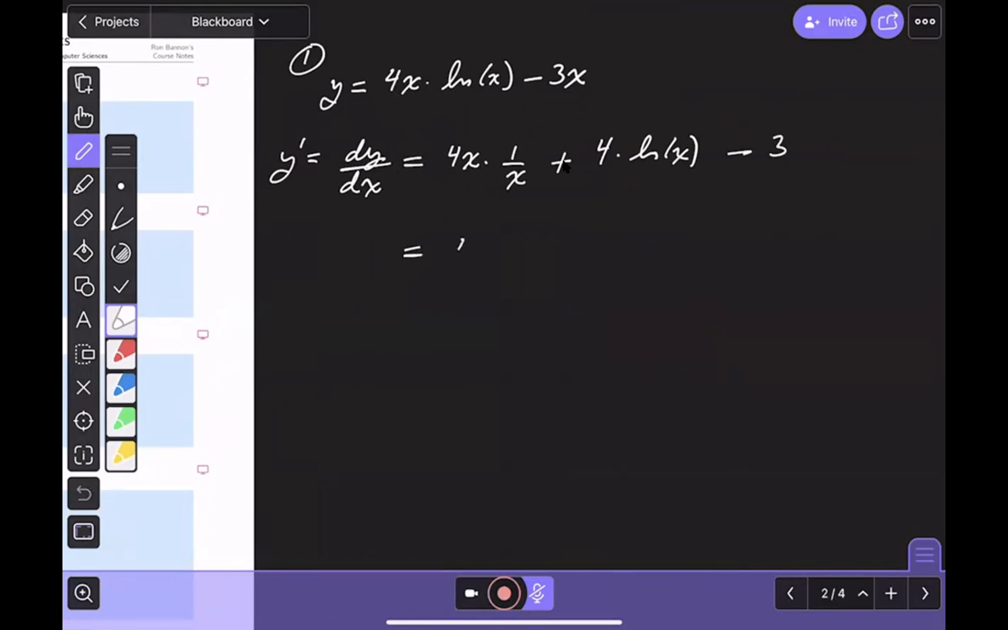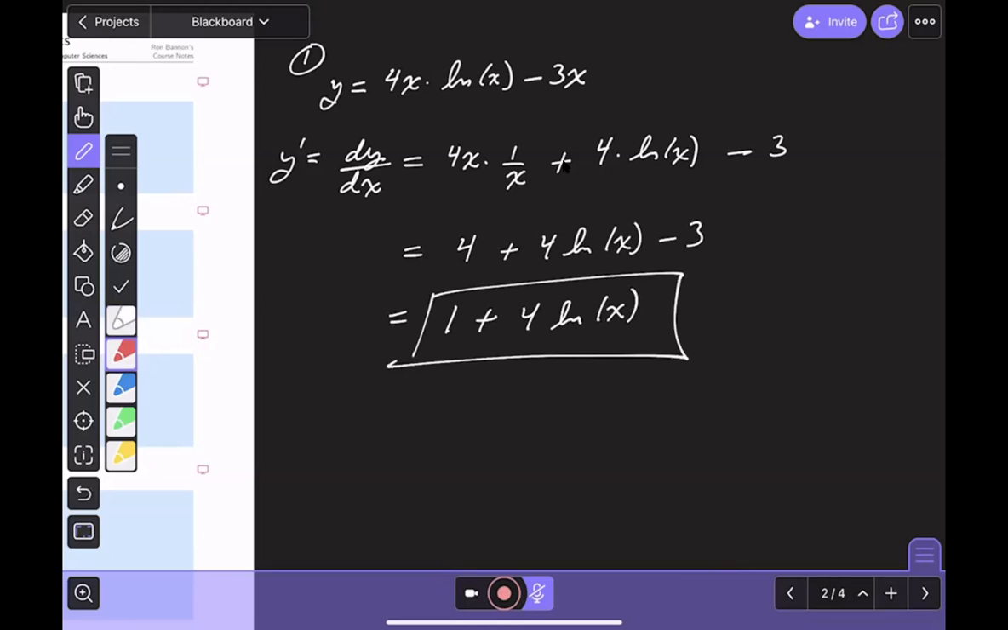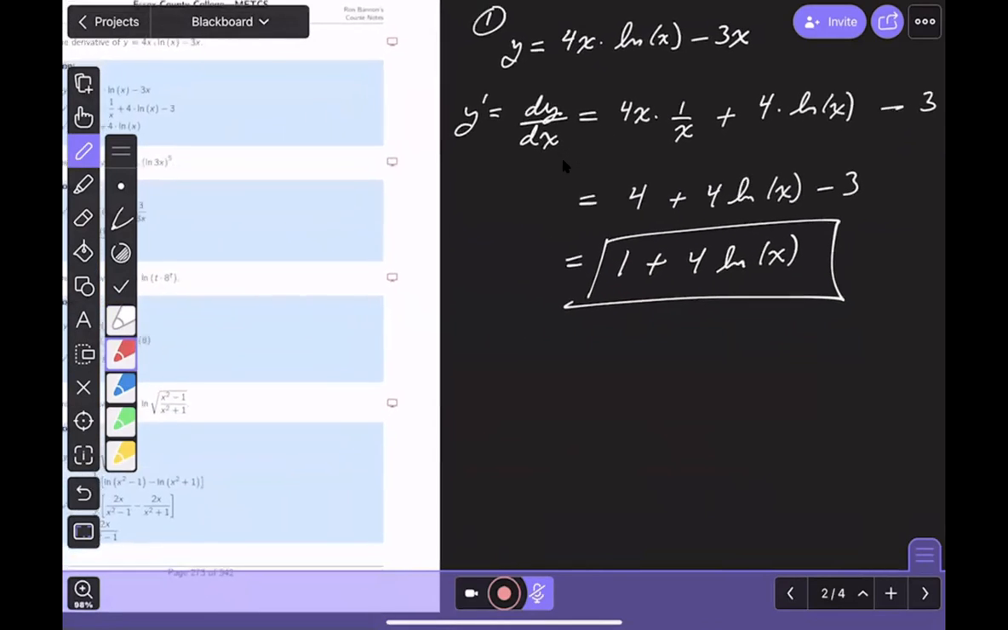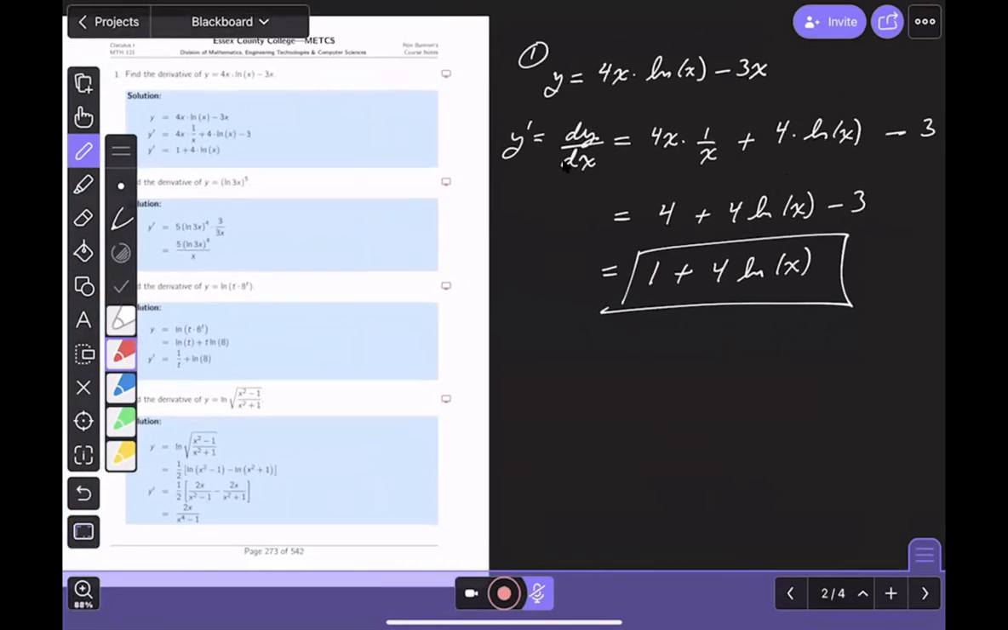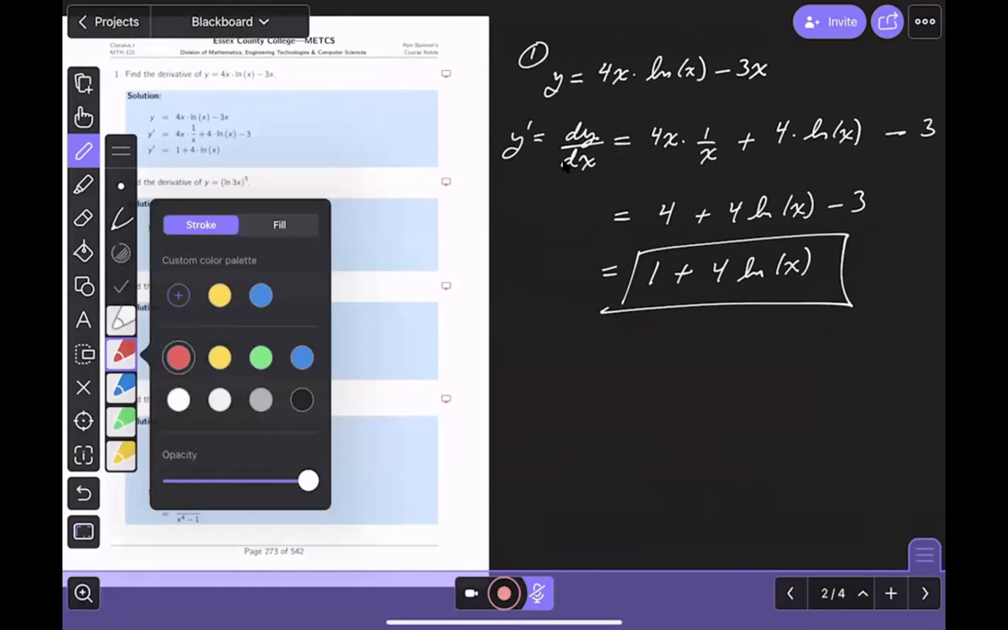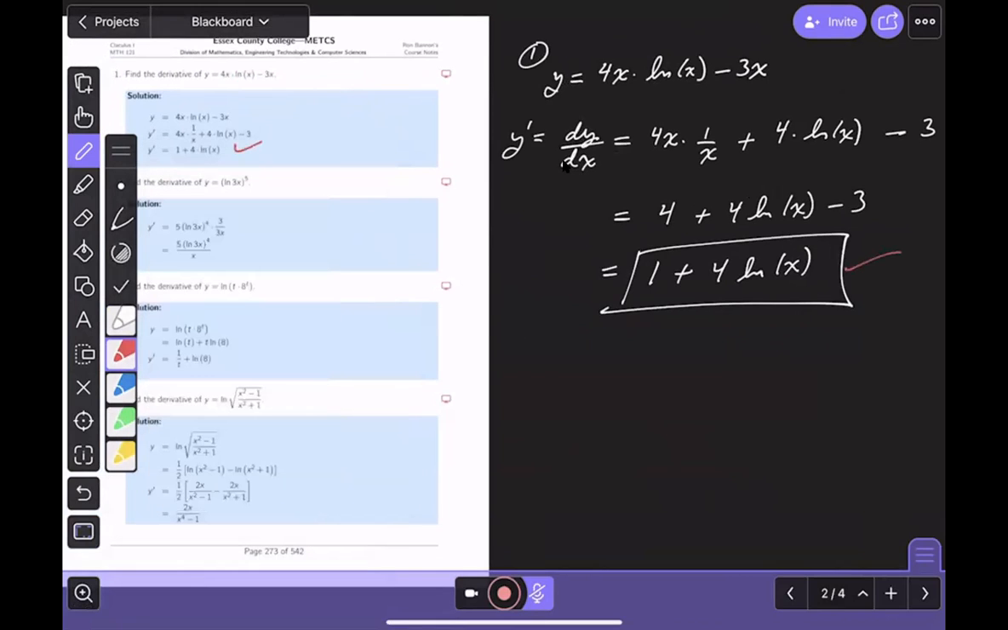So this simplifies to 4 plus 4 ln x minus 3. And 4 minus 3 is 1. So it's 1 plus 4 natural log of x. All right, I want to look at the key. And I want to emphasize the key is given to you for a reason, for you to look at it. So I have this and I have this. That's correct. Let's go to number 2.